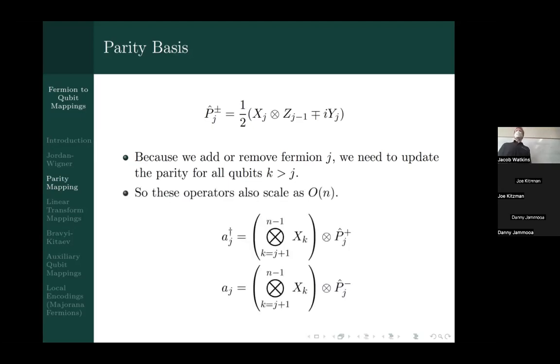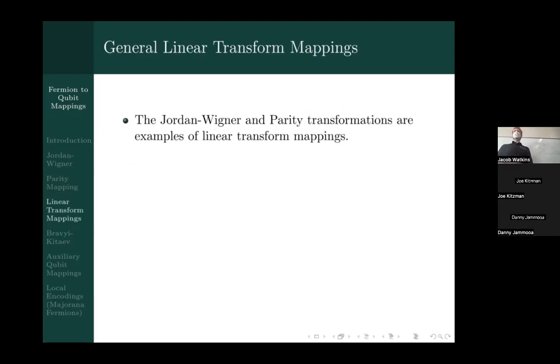So we actually haven't solved the problem, we've just moved it to having an X string on one side instead of a Z string on the other side. But fortunately, discussing this is useful for some intuition for making a generalized mapping based on a linear transformation.